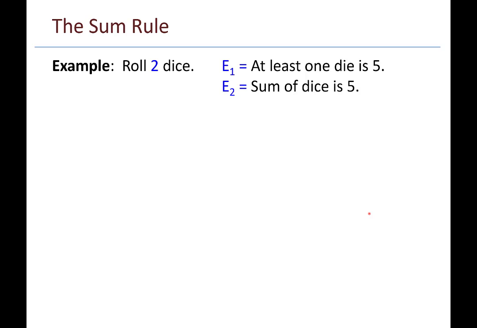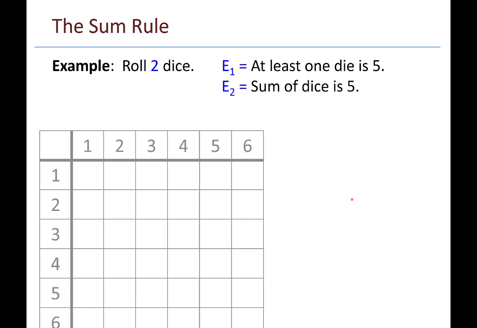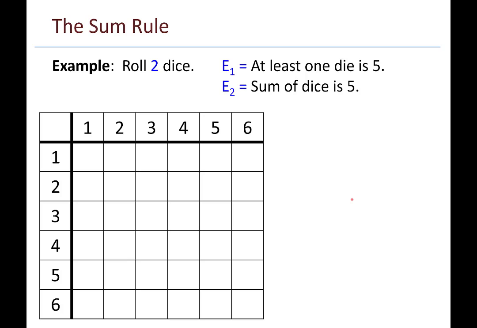Event 1, at least one die is a 5. Event 2, the sum of the dice is 5. When I think about these two events, I might make my sample space of 36 possible outcomes, like this 6x6 grid here. Maybe the outcome of die 1 on the left and the outcome of die 2 up above on the top. And maybe event 1, I can indicate that with a check mark.